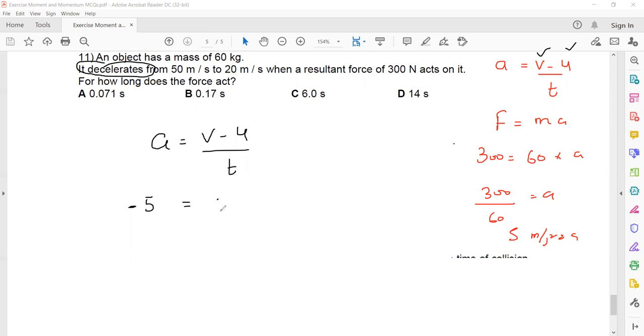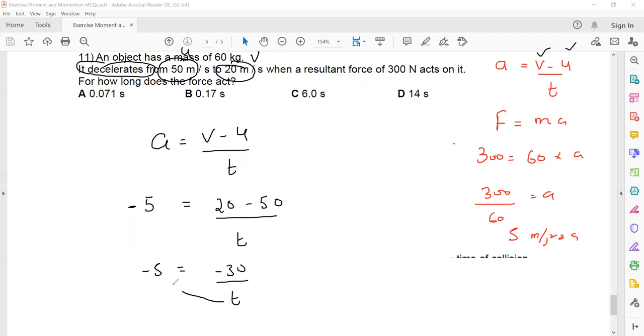Final velocity is 20. Initial velocity is 50, divided by time. As I mentioned, initial is 50 and the final is 20. So final minus initial divided by time. So this will be minus 5 is equal to 20 minus 50. That's equal to minus 30 divided by time.